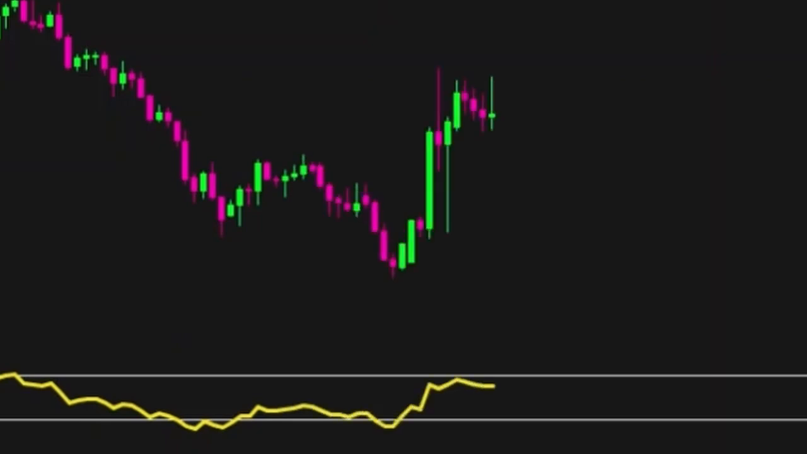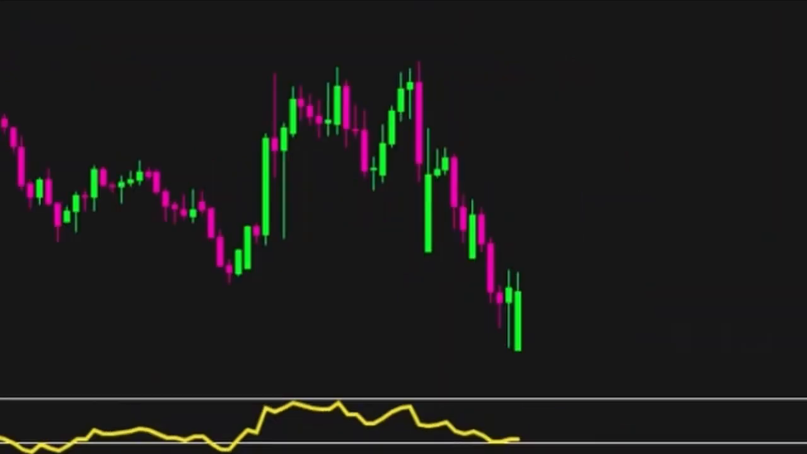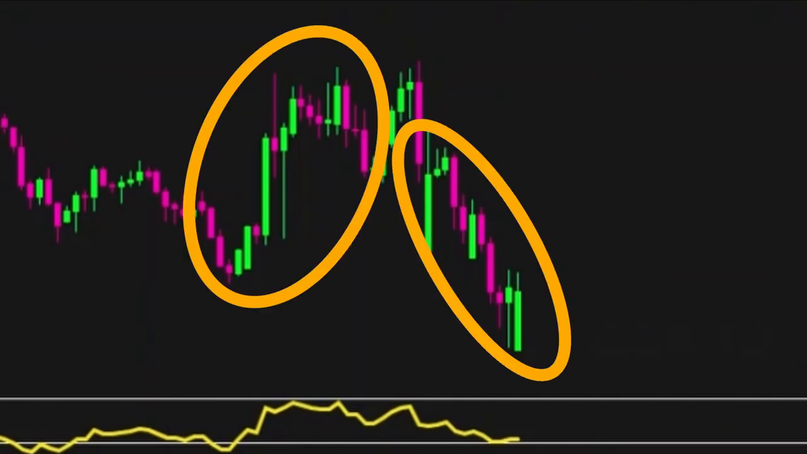So here we have the market making lower highs and lower lows. This indicates the market is in a bearish trend currently. The current market trend, which is a bearish trend, is seen weakening. It's because the market is making smaller impulsive moves and bigger corrective moves. And this clearly signals that the sellers are getting weaker and the buyers are trying to become dominant.